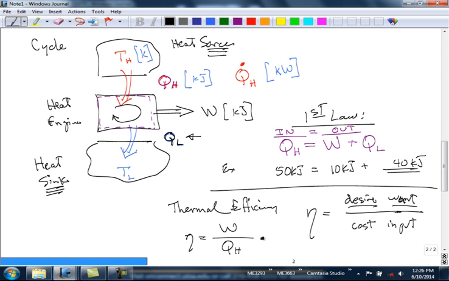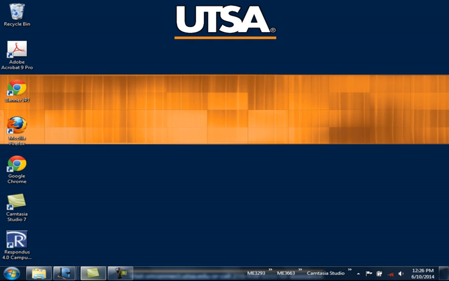So anyway, for this example, what was the thermal efficiency? 10 over 50. What is that? One-fifth? 20%. 20% is the thermal efficiency for this number, right? All right. So where did the other 80% of the heat that came in go? To the sink. That's just what it is.